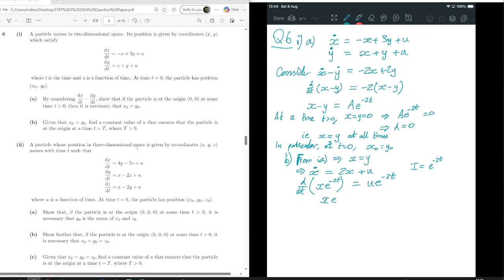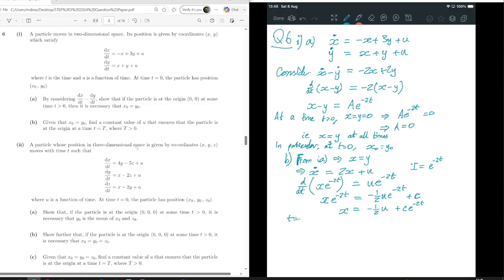So this is going to equal, integrate that, minus a half u e to the negative 2t, and really there's a plus c on this. I'm multiplying through now, so this is going to be negative a half u plus c e to the negative 2t. Find a value of u that ensures the particles are at the origin at that capital T. So I need to find this constant c first.